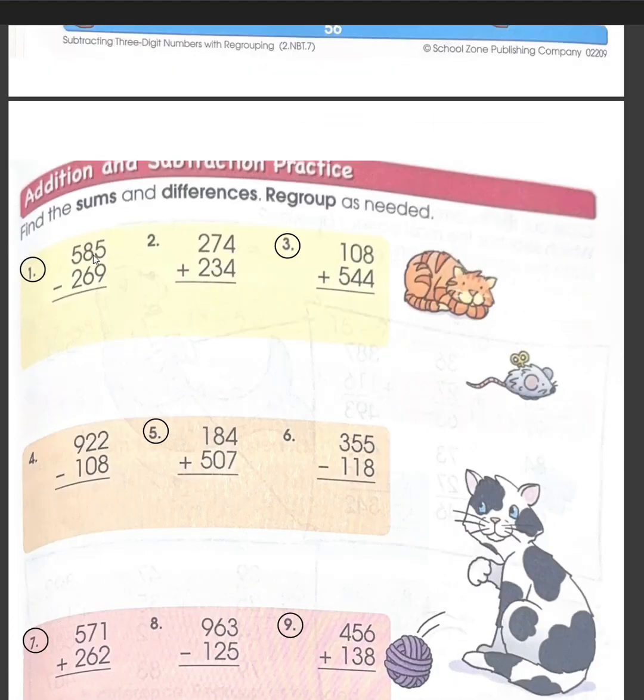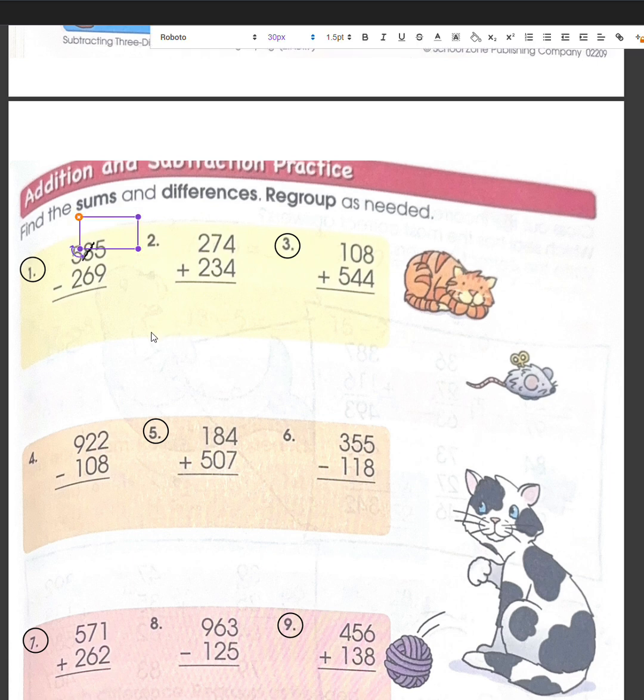And for number 11, we have 585 minus 269. We can't do 5 minus 9, so we borrow 1 from the 8. So now that becomes 7. And then we take the 1 to the 5 here, so it becomes 15. And then we do 15 minus 9, so that becomes 6. And then we have here 7 minus 6, which becomes 1. And then 5 minus 2, which becomes 3.